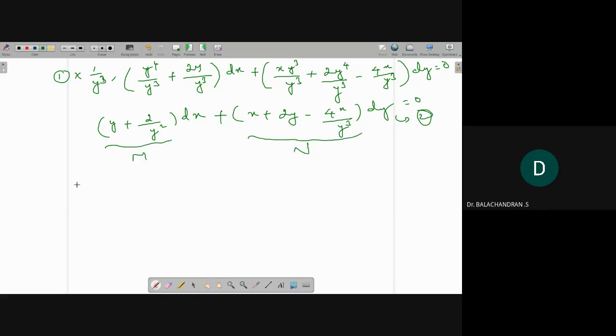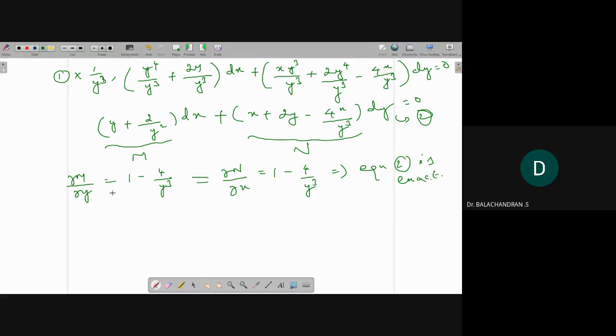So check it, dou M by dou y equal to 1 minus 4 by y cube, differentiating with respect to y. And dou N by dou x is equal to 1 minus 4 by y cube. So you can see here these two are equal. Hence equation 2 is exact.